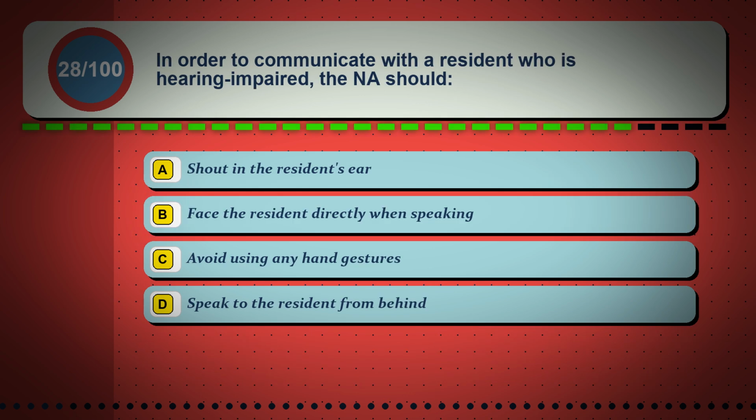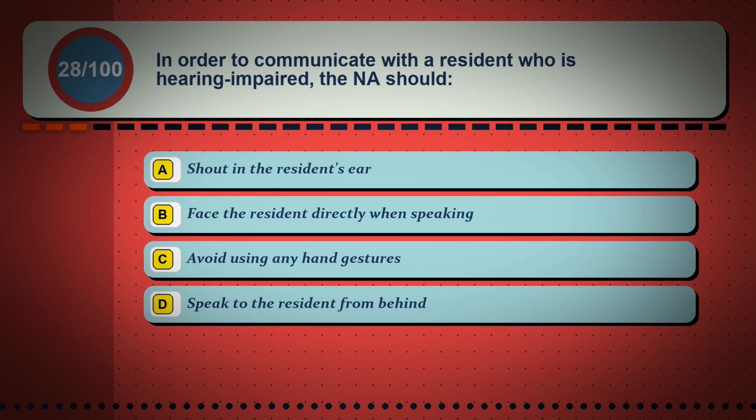Question 28. In order to communicate with a resident who is hearing impaired, the NA should: Option A, shout in the resident's ear. Option B, face the resident directly when speaking. Option C, avoid using any hand gestures. Option D, speak to the resident from behind.